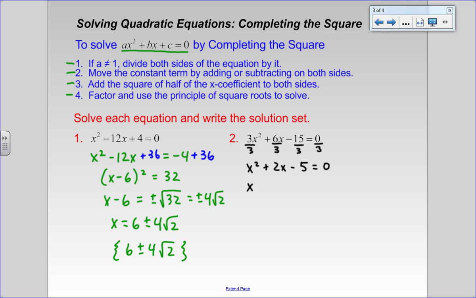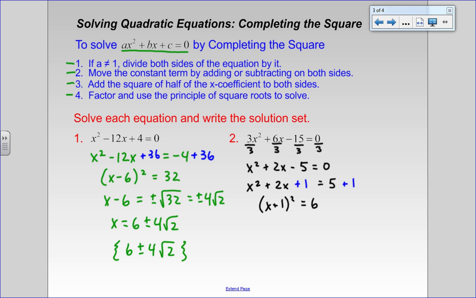Now let's add 5 to both sides. And then let's complete the square on the left-hand side. Half of 2 is 1. 1 squared is also 1. So we need to add 1 on both sides of the equation. This creates a perfect square trinomial on the left-hand side. And x squared plus 2x plus 1 factors as the quantity x plus 1 squared. On the right-hand side, we just have 6.